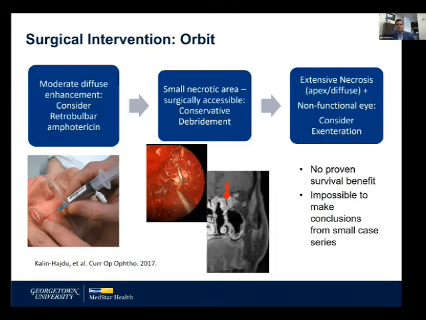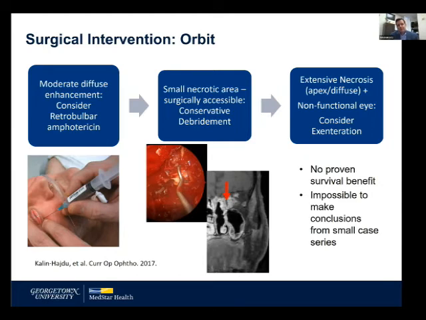How we manage these is evolving to some degree. If there's just moderate diffuse enhancement with the orbit, but still a very functional eye, you just let the antifungal medications work and see how the patient responds. Obviously it's not dead, so the medication should be able to be delivered and potentially treat it.